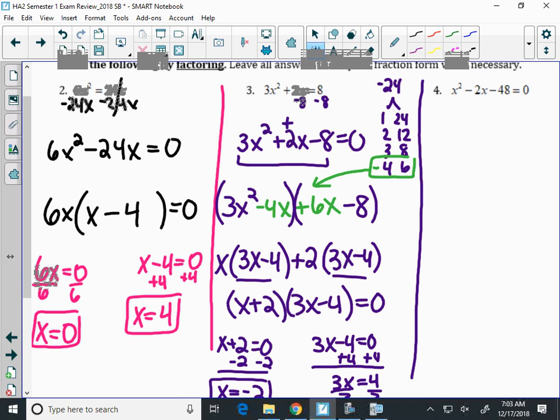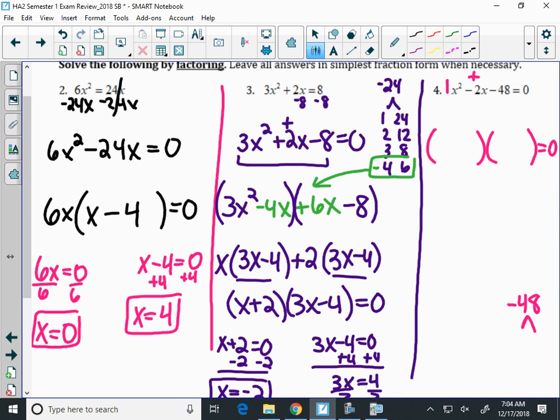Number 4 should be a little faster than the last one. You do have a trinomial. There is no GCF, but because the leading coefficient here is 1, you can skip right to the factored form. All you need to do is find two numbers that multiply to negative 48, I'll write it down here, and add to negative 2. Well, you'd have 1 and 48, 2 and 24. It turns out that the numbers you're going to use are going to be 6 and negative 8. So when I pick those two numbers, I can immediately put those right into my factored form.